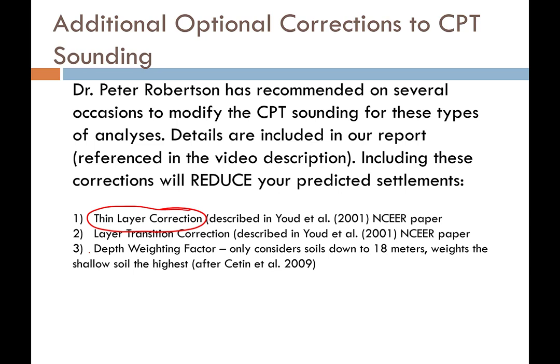Very closely related is when you transition from a soft layer into a hard layer, or a hard layer into a soft layer. It doesn't read very accurately with the CPT, and so there are various forms of layer transition corrections. Now, in this research, we did the very basic one that's been around for 20 years from Youd and others. I know that, for instance, Ross Boulanger and Jason DeJong have recently published a new inverse filtering method to correct for layer transitions, and that's great. You're certainly welcome to correct your data using that method instead of the one we built into the spreadsheets that I'll talk about later. But I certainly wouldn't do both, let's just put it that way.